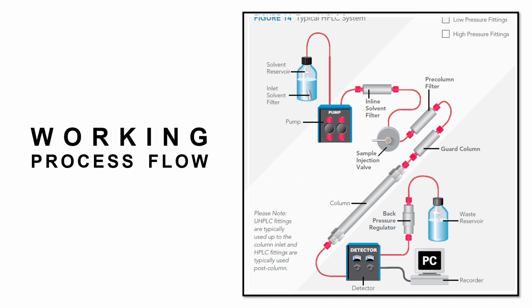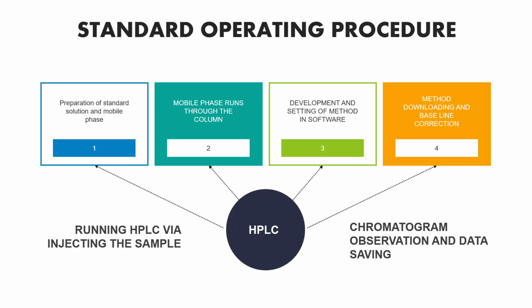Now we will move forward to the standard operating procedure for HPLC. First of all, we have to prepare standard working solutions and the mobile phase, which has been previously filtered through a syringe filter and sonicated for 10 minutes. Then we switch on the instrument and start purging the mobile phase to remove air bubbles in the tubing of the mobile phase. We have to allow the mobile phase to flow through the column for saturation of the column.